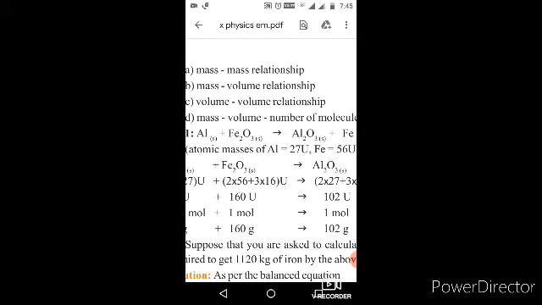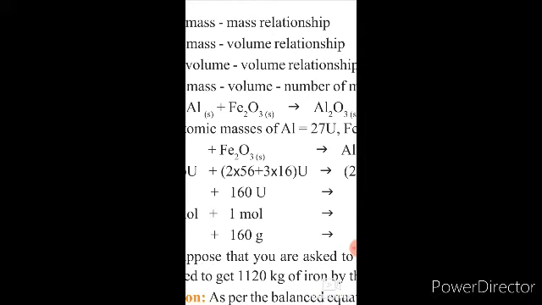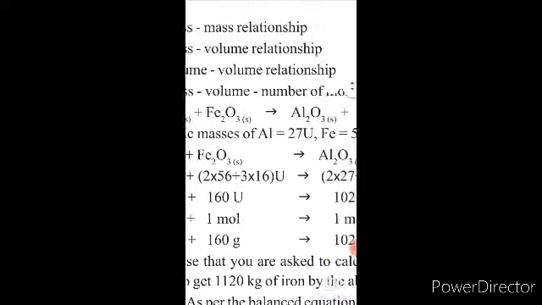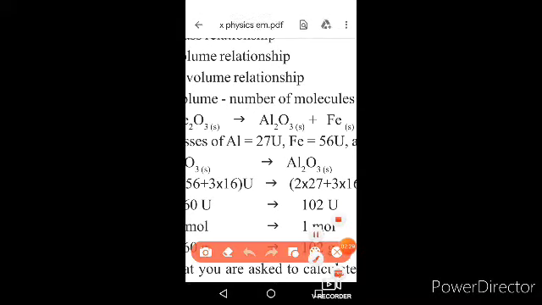how much quantity of aluminium should we add to iron oxide to get only iron?